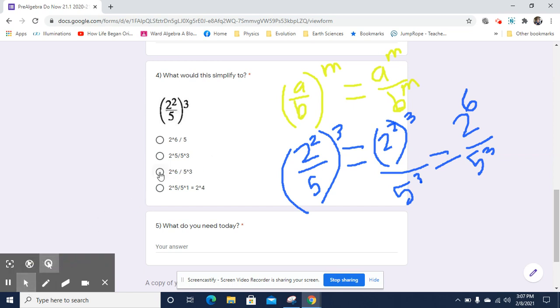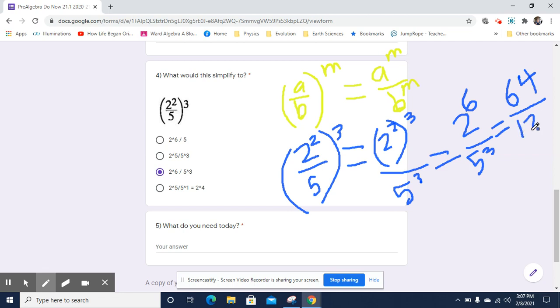Now we could further simplify it if we wanted, because 2 to the 6th is 64, and 5 to the third is 125. So 2 times 2 times 2 times 2 times 2 times 2 is 64, and 5 times 5 times 5 is 25 times 5, or 125. And that's what that simplifies to if we wanted to go further.